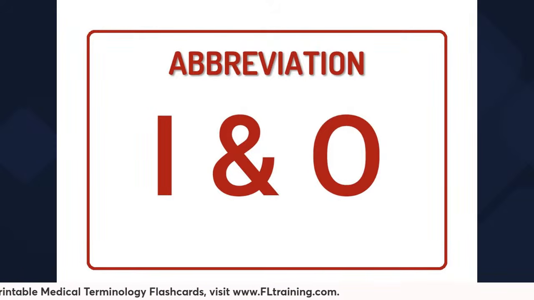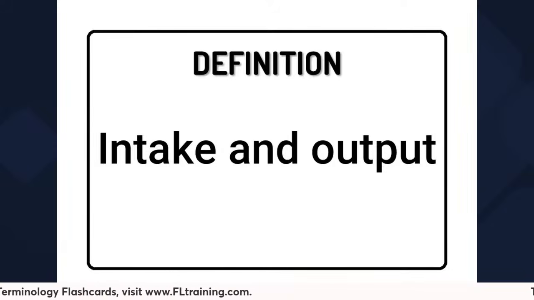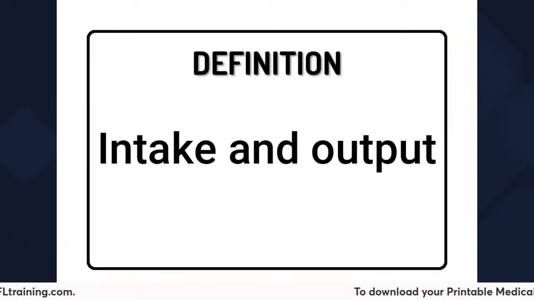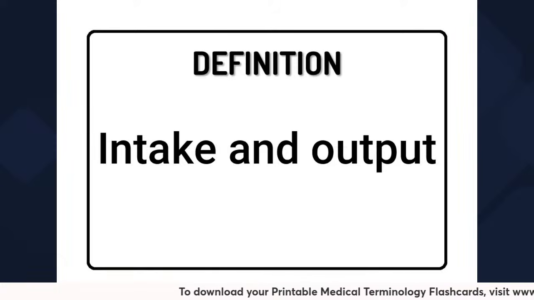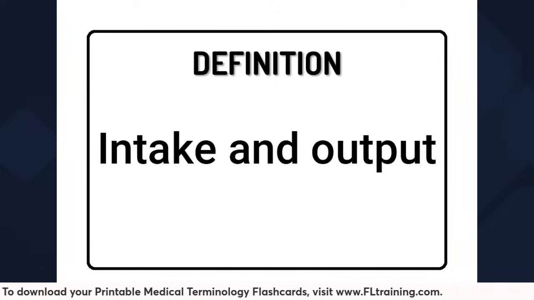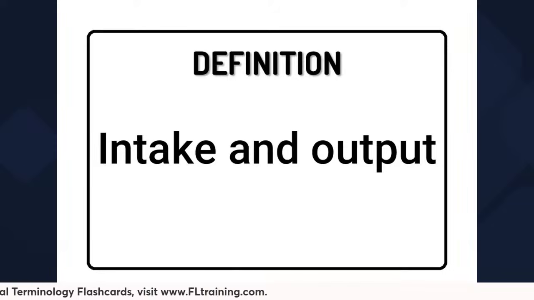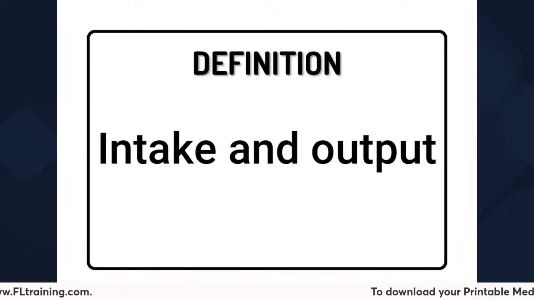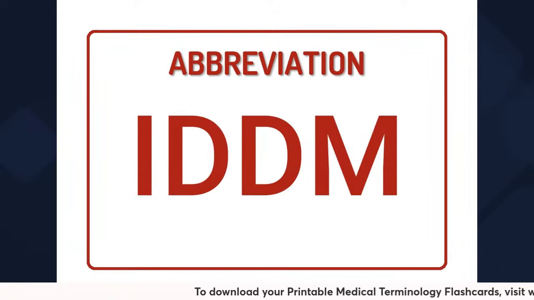I and O stands for intake and output. What goes in should match what comes out. So if your patient drank 2 cups of water for breakfast, about 2 hours later when they void, when they urinate, we want to see the equivalent amount of urine come out. So this is how we maintain our patients' fluid balances, by monitoring their intake and output.